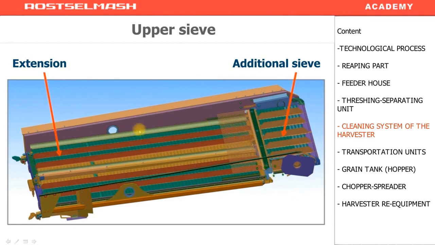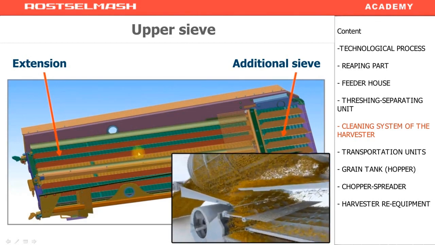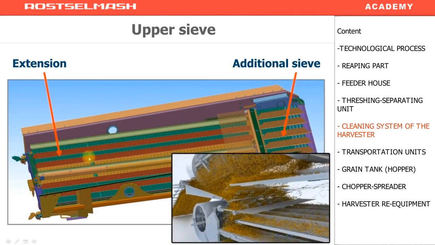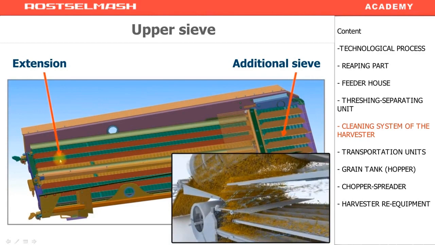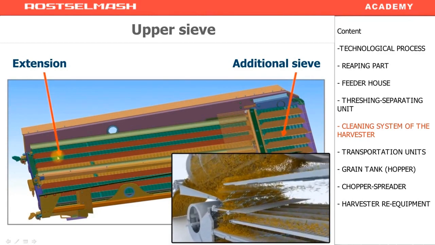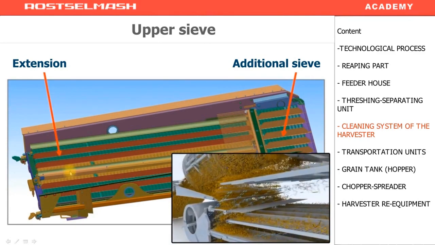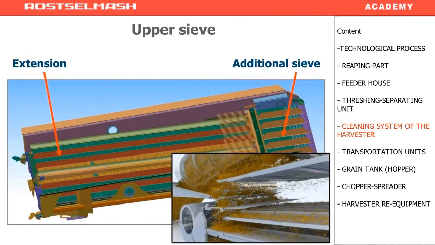If in this spot there are still some unthreshed parts, they must not fall through on the upper sieve. They must be transported to the end where the clearance is bigger. So unthreshed wheat heads will fall through in this part. Then they are moved for rethreshing.